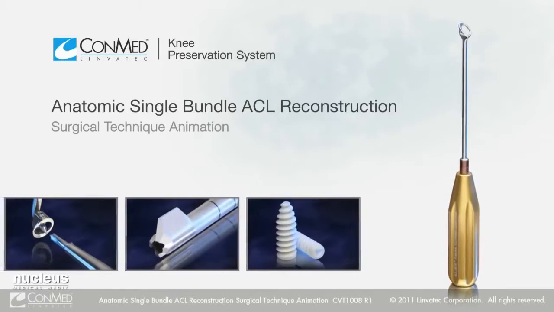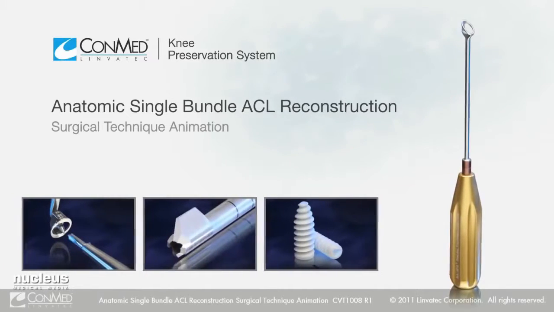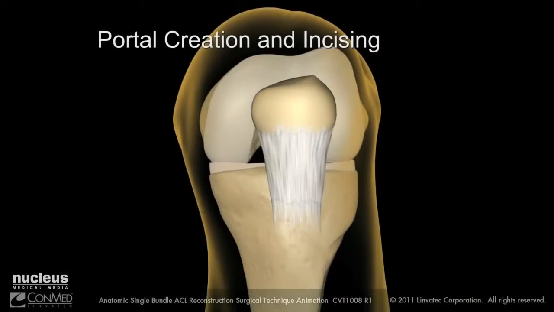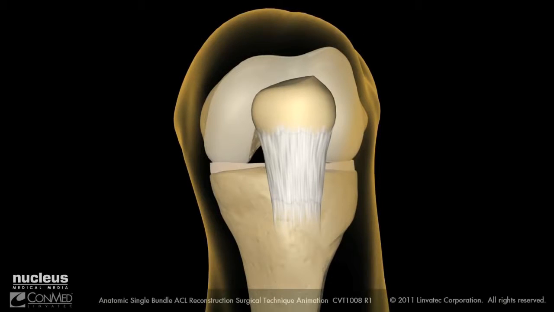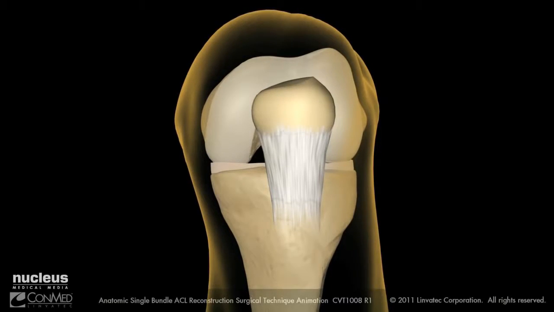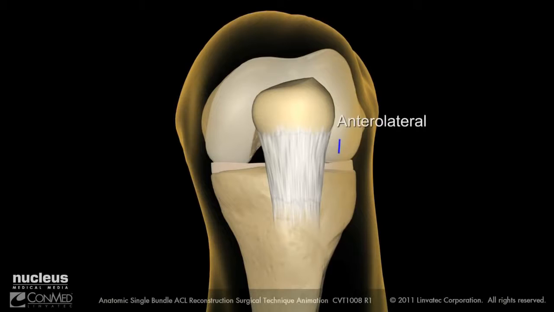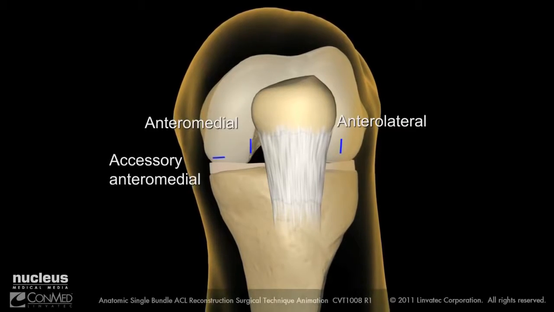Introducing the anatomic single bundle ACL reconstruction procedure. Arthroscopic surgical approach for anatomic ACL reconstruction requires 3 portals: an anterolateral, an anteromedial, and an accessory anteromedial.